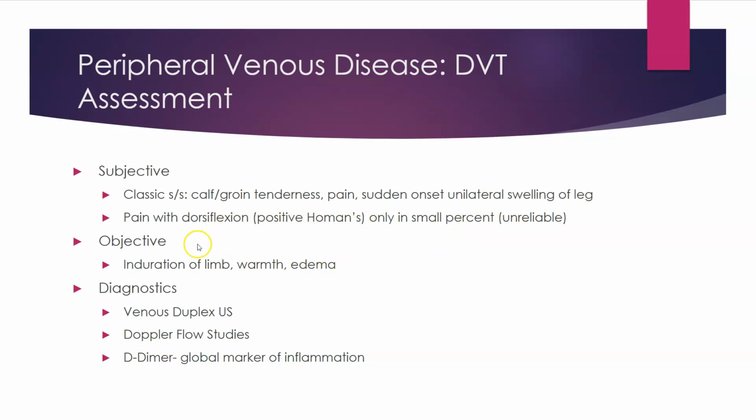So objective. So you're looking at that limb. Is it warm? Is it red? Is it ruddy? Diagnostic-wise, venous Doppler is your go-to with this one. So you're looking at the flow using ultrasound and seeing where that's at. You can do a D-dimer looking for inflammation, and it's a risk for clotting. So that's, of course, something that would be valuable with that.